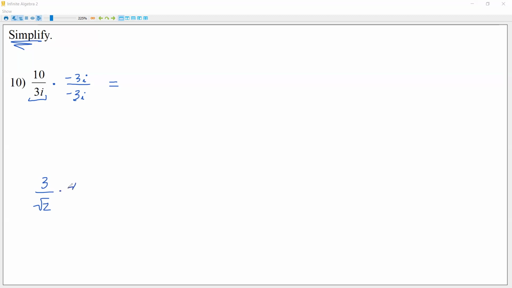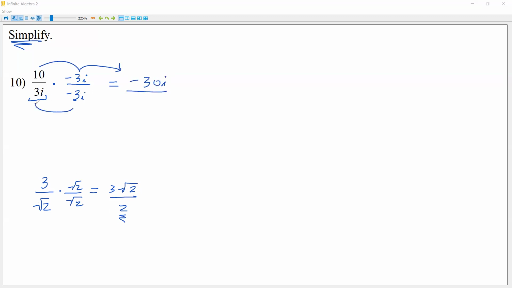Just like with radicals, you wouldn't end up with an answer like 3 over square root of 2. You would multiply by square root of 2 over square root of 2, and you would end up with 3 square root of 2 over 2 and no radical in the denominator. So same idea here. 10 times negative 3i is negative 30i.